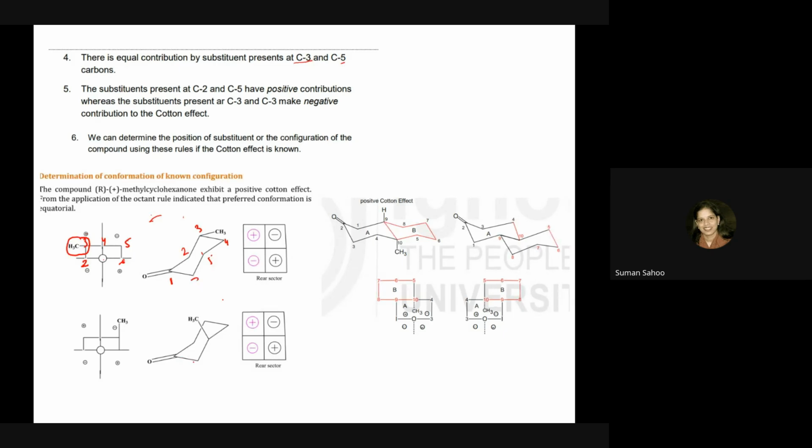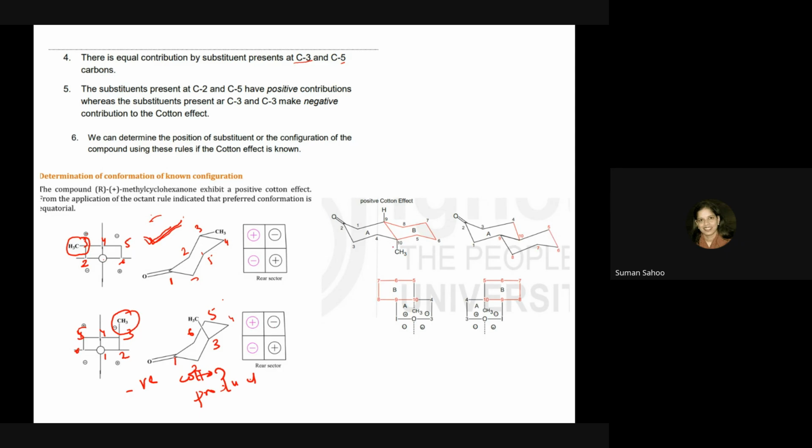But in this conformation, you just see this is 1 2 3 4 5 6, and here it is on the right-hand side. This is 1 2 3 4, sorry, 4 5 and 6. So the CH3 group is now on the negative side, so that would give you a negative Cotton effect. But our molecule actually gives a positive Cotton effect, so this is the actual conformation of your compound.